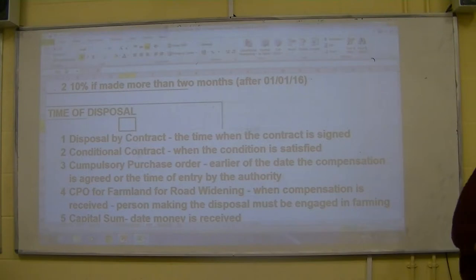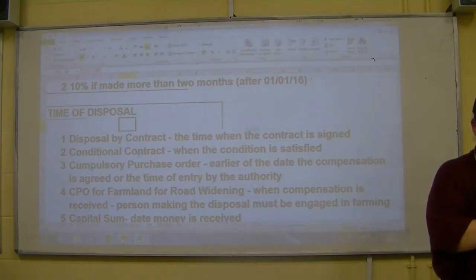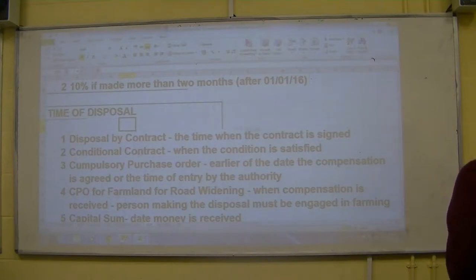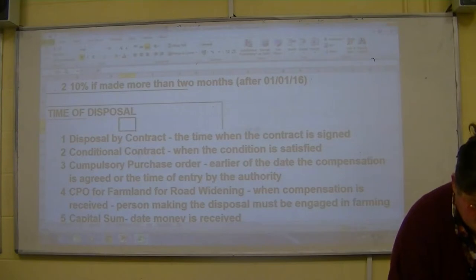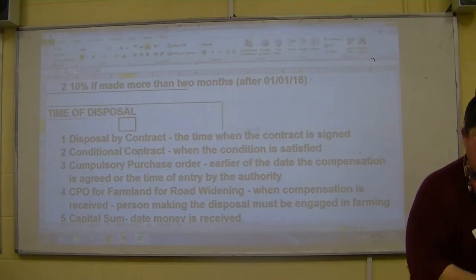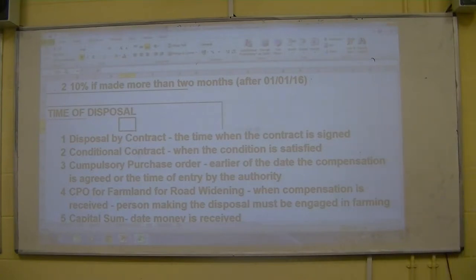And then for a capital sum, the date the money is received, and that would be like an insurance policy when you receive the money from that. And just to show you, there's a question on that. It's on page 8 of the question pack.